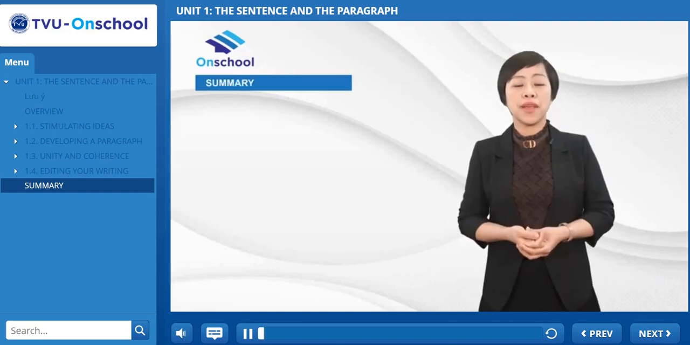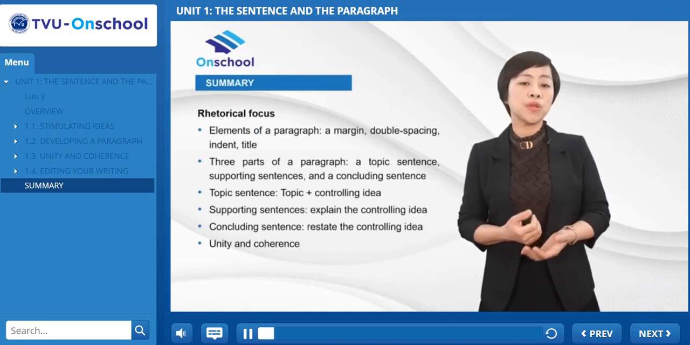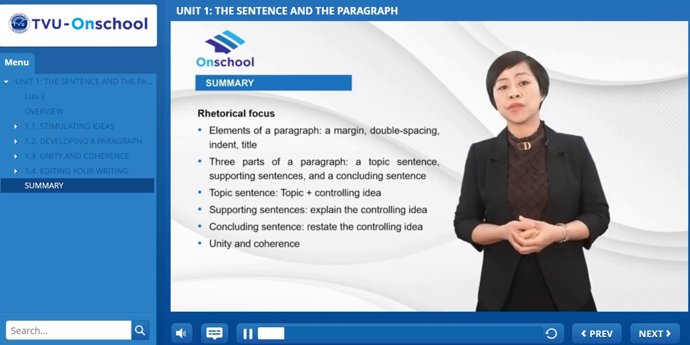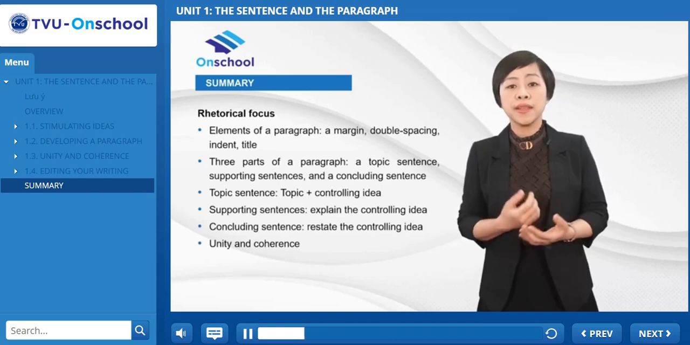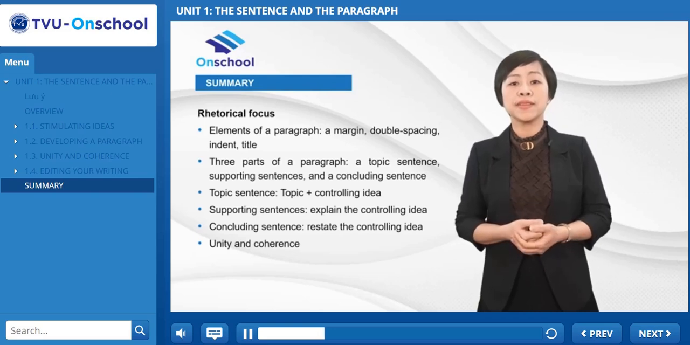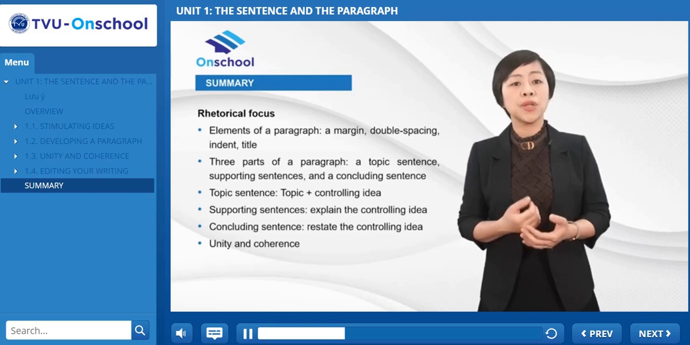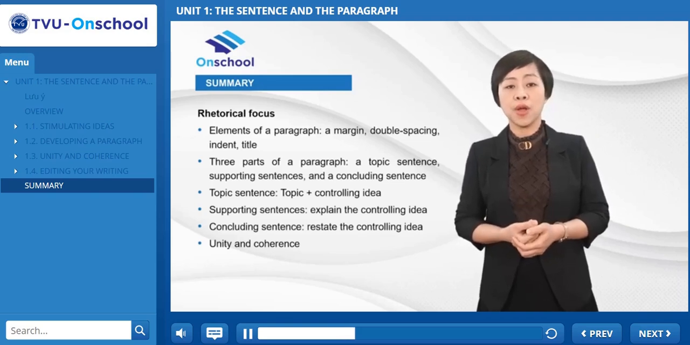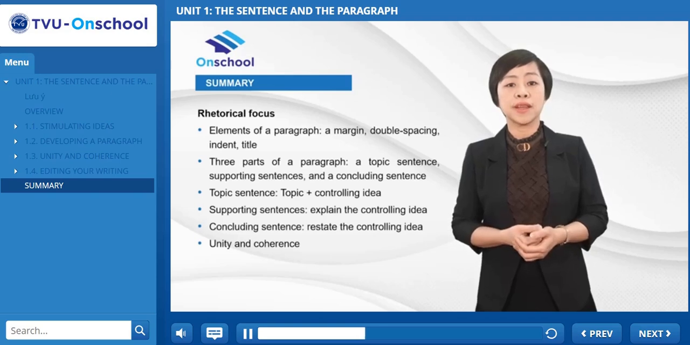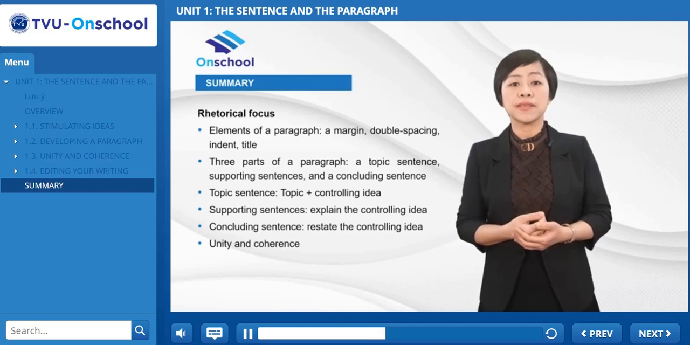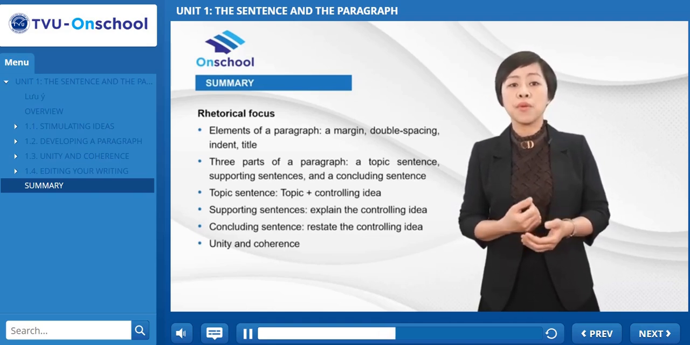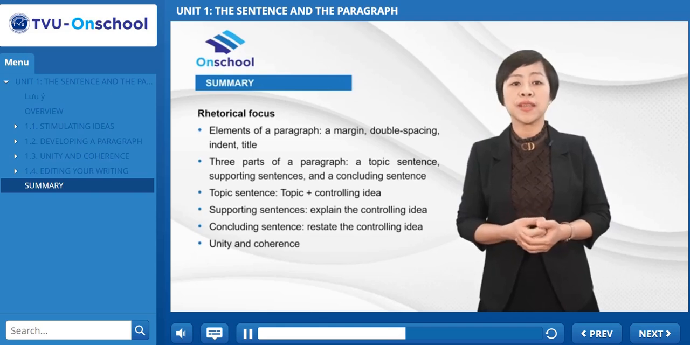That's all about paragraph. In summary, we have looked at a number of important points under rhetorical focus. We have learned elements of a paragraph: a margin, double spacing, indent, and title. We have learned three parts of a paragraph: a topic sentence, supporting sentences, and a concluding sentence. We have learned a topic sentence, which includes a topic and controlling idea. We have also learned supporting sentences that explain the controlling idea. We have also learned concluding sentences that restate the controlling idea. And remember that a paragraph should have unity and coherence.